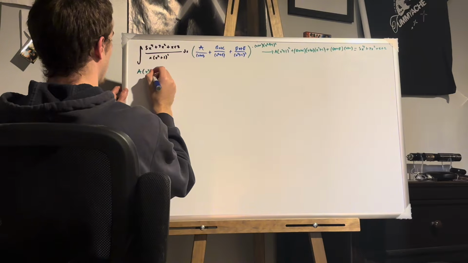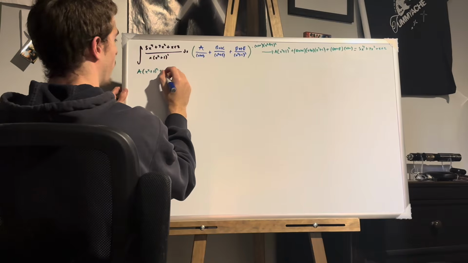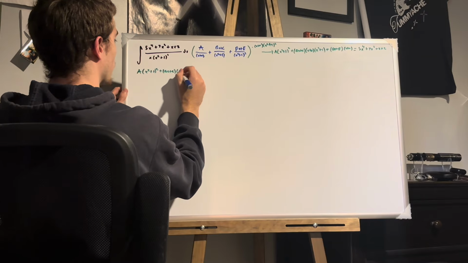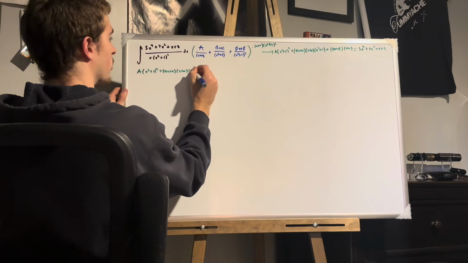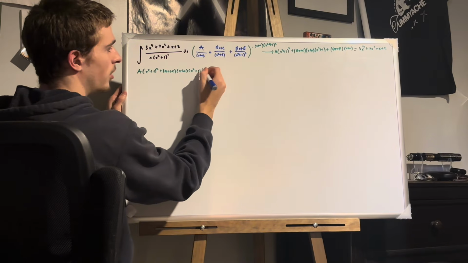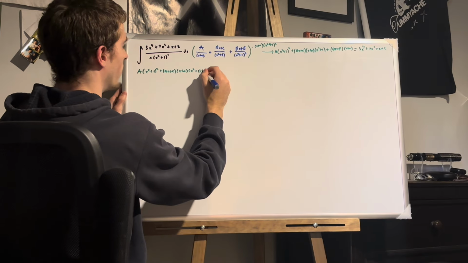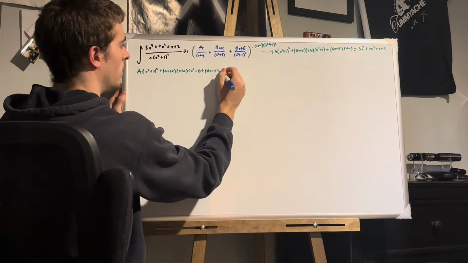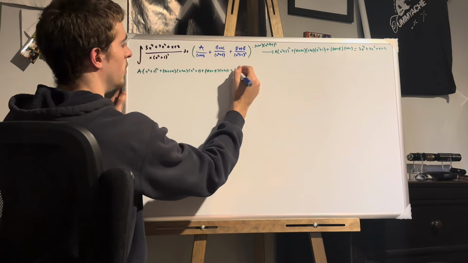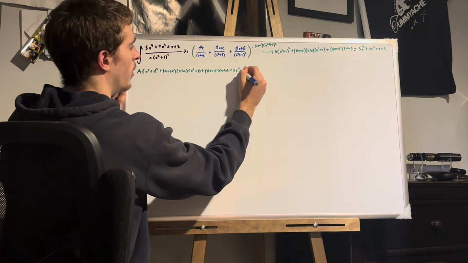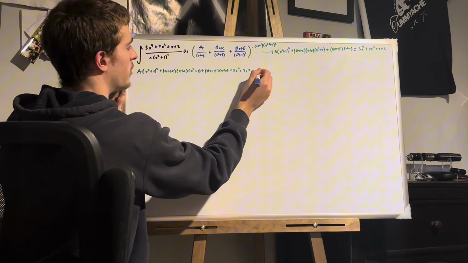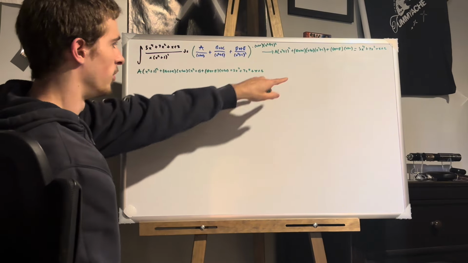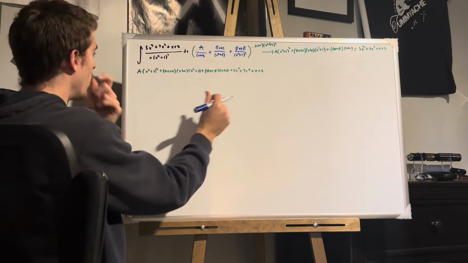A times (x squared plus 1) squared plus (bx plus c)x times (x squared plus 1) plus dx plus e, times x plus 0. That's going to be equal to 5x to the power of 4 plus 7x squared plus x plus 2. So I just rewrote this whole equation, to be honest with you, because we're going to multiply everything out.